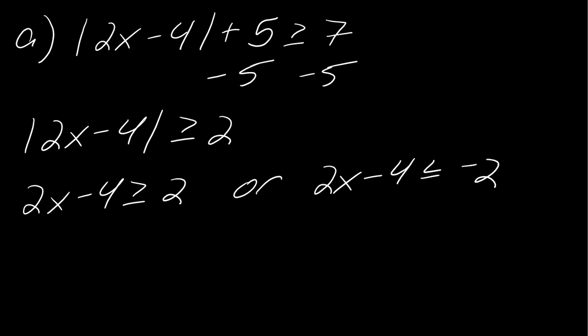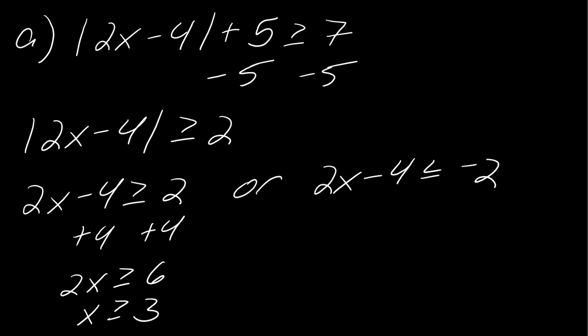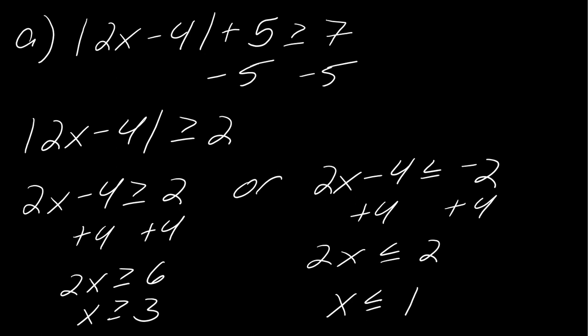Okay, and now I solve both of these inequalities separately. If I divide both sides by 2, this will be x is greater than or equal to 3. And for this one, if I add 4 to both sides, I get 2x is less than or equal to 2. Then I divide both sides by 2, so I get x is less than or equal to 1.